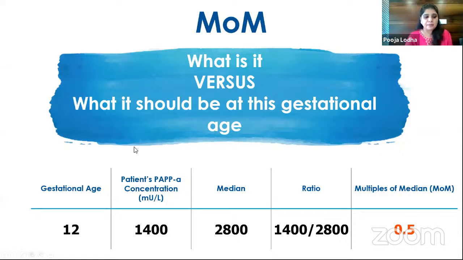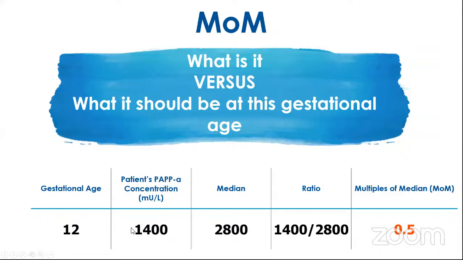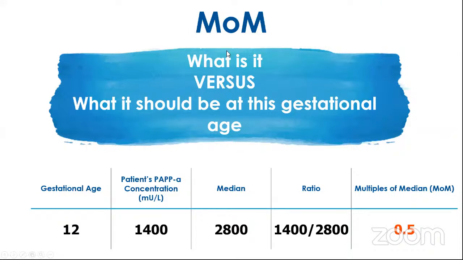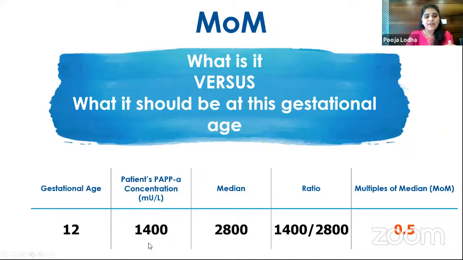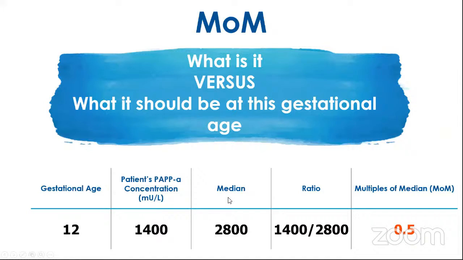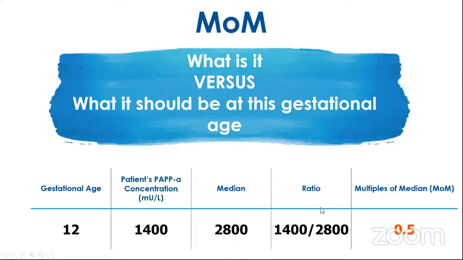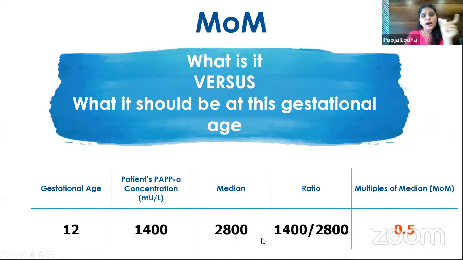Okay, so I've just taken a simple example. At 12 weeks of gestation, the patient's PAPP-A value is 1400, which you can really ignore. This is only for the purpose of explaining to you what MoM is. The patient's PAPP-A value is 1400. What is expected at 12 weeks for her age, her ethnicity, her weight, etc., is 2800. And therefore, her MoM is the patient's value upon the expected value, which is 0.5 here.